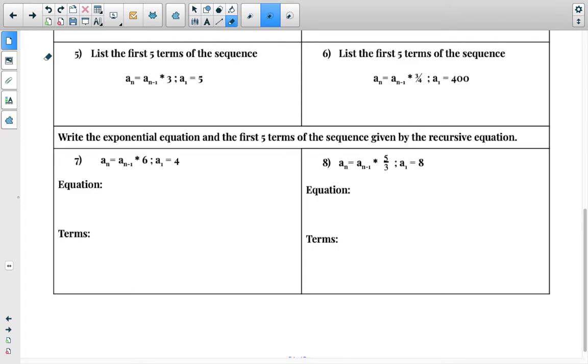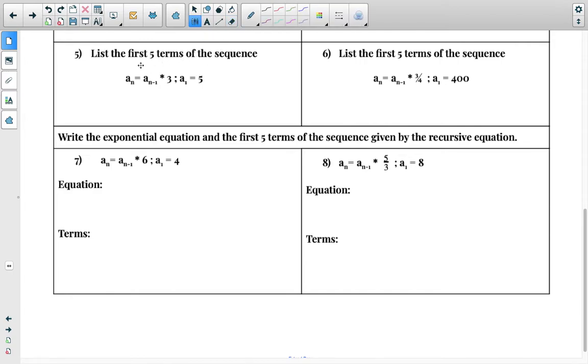This video is on geometric sequences. We're going to use the recursive formula to help us write the explicit form and to find terms in the sequence. Geometric sequences are based off of exponential functions, so it's a multiplicative factor instead of adding and subtracting.